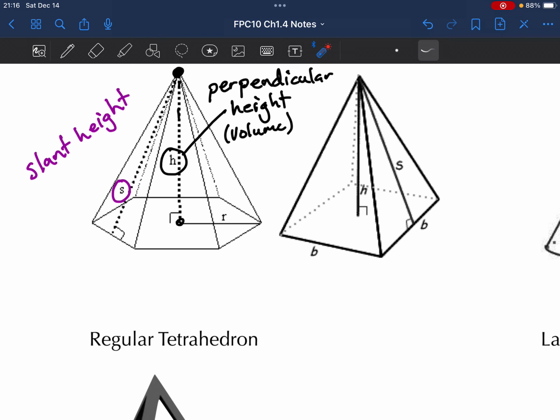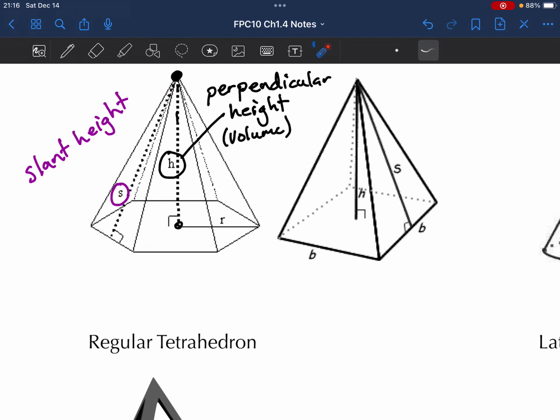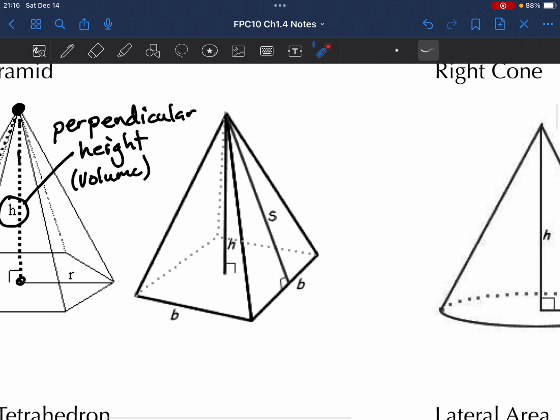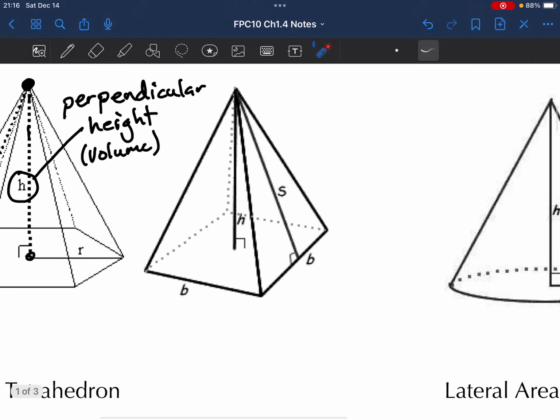The slant height runs from the point, from the peak, down through the middle of the face to the base. So it goes along the outside of the pyramid. Now, as you can see here, we have the perpendicular height right here. That's important for volume. Then here is one of the triangle faces. And the slant height runs down the center of the face.